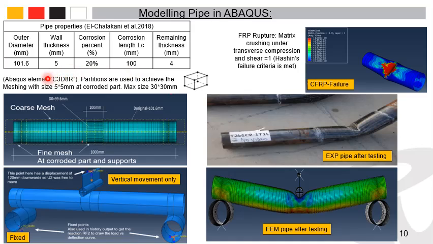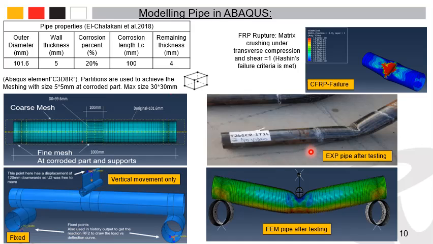The Abaqus element used is a continuum, 8 nodes, 3 degrees of freedom, reduced integration element, adopted from literature. Partitions are used to control the mesh near the corroded part, where we have a finer mesh, and the mesh size increases until reaching a maximum size of 30 by 30 millimeters. Concerning the boundary conditions, both points were fixed, and the other point here introduced a vertical deformation of 120 millimeters. So the direction U2, vertically, was not restrained.